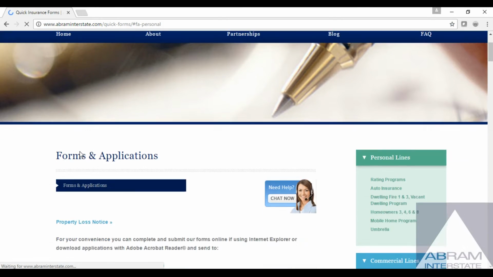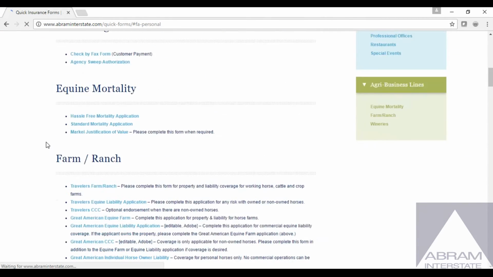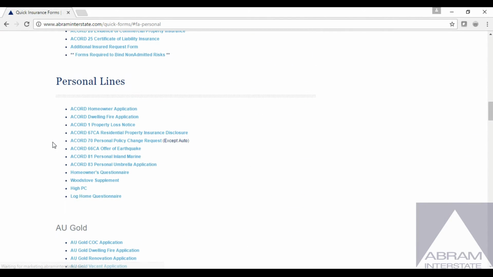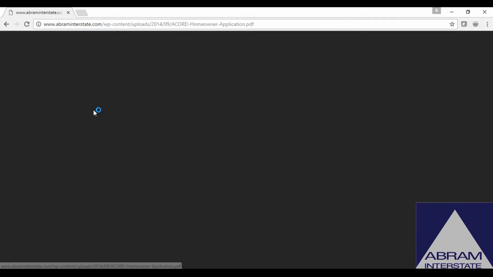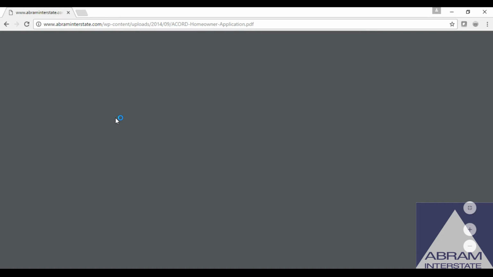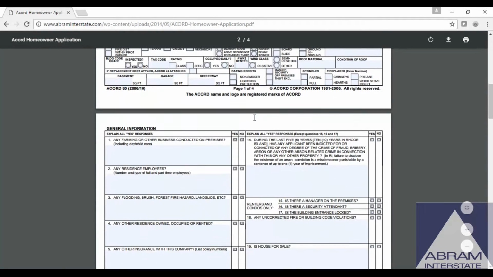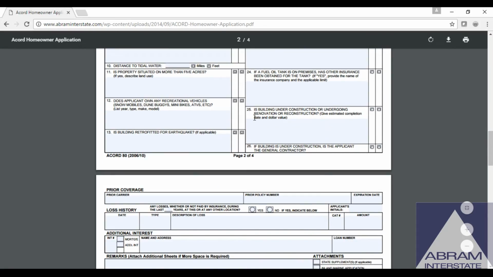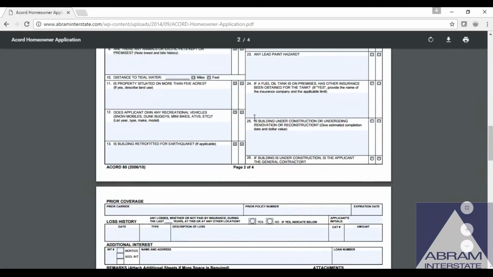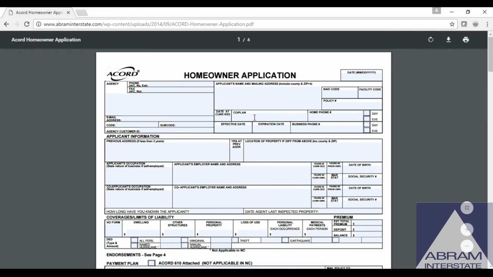This is then going to open up a new page for you, which you want to scroll down until you get to Personal Lines ACORD Homeowner Application and click on this link. Here you will see an editable, fillable Homeowners ACORD application. I'm going to walk you through a couple of very important spots on here to make sure that we get the information we need as quick as possible to get you your quote as quick as possible.